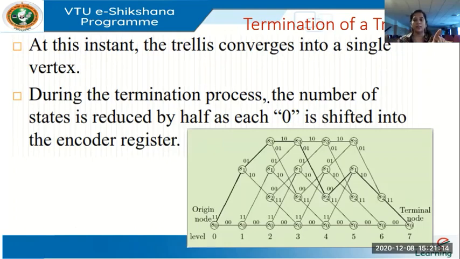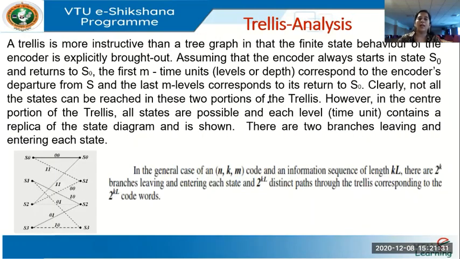Wherever it moves through the trellis, it should end back in S0 only. So it will come back to its starting state. And the number of 0 states during termination will be reduced by half because 0 is shifted into the encoder anyway. And just trying to analyze this, the trellis is more instructive than the code tree because the finite state behavior of the encoder is correctly brought out in this.